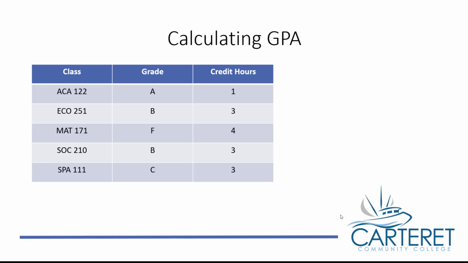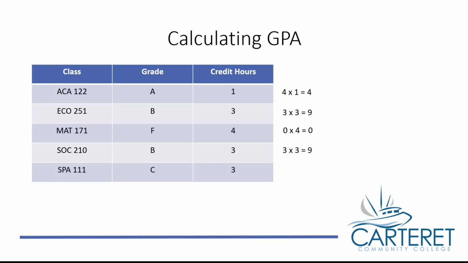So you can see the classes, the grades, and the credit hours. So again, what we do is we take the quality points for the grade. So an A in ACA is 4 quality points. We multiply that by the number of credit hours for the course. So 4 times 1 is 4. And we're going to do that for each one of these courses. So a B is 3 times 3 credit hours is 9. An F is 0 quality points, so times 4 would still be 0.